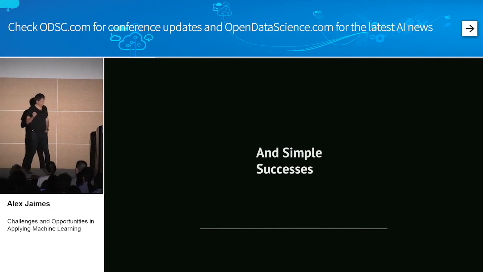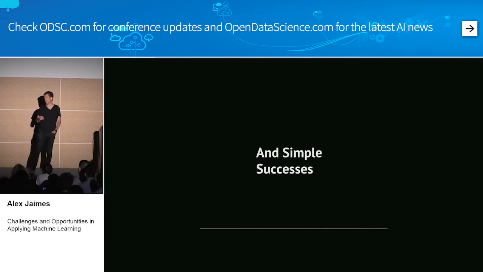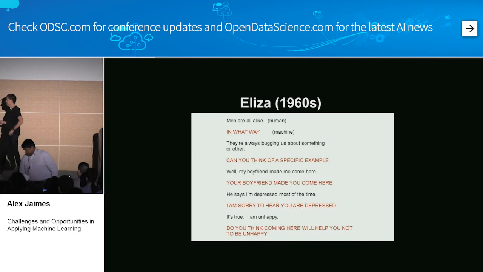But there are some simple successes, and that's another key takeaway of the talk, that a lot of the solutions in the real world don't require sophisticated algorithms. Sometimes the simplest algorithms will give us the best solution. So never assume that you need the most sophisticated algorithms to solve a particular problem.